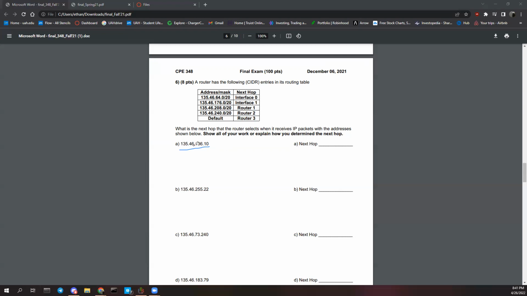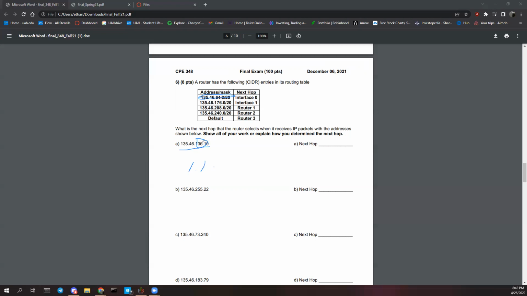Well, let's look. 135.46, 136. Well, it can't be in this range. And it can't be in this range. Or no, it can be in the first range, potentially. We'd have to do the math. It cannot be in this next range because we've already passed 136. So we check this address right here. And basically 135.46, they're identical. So far, so good.